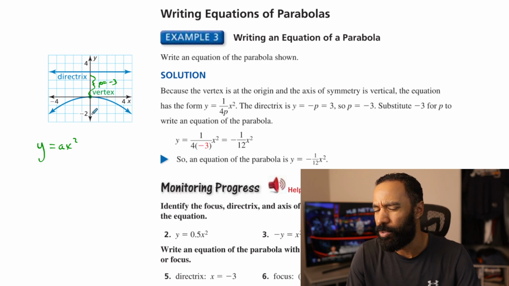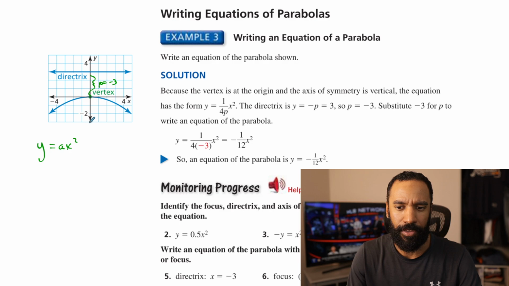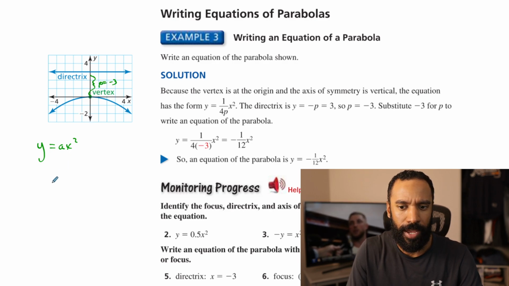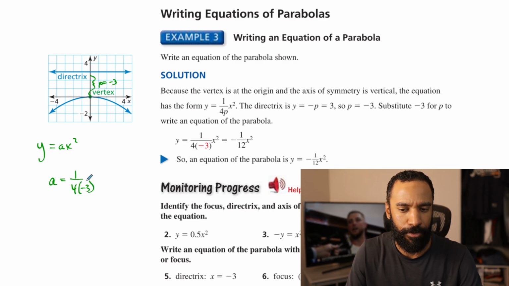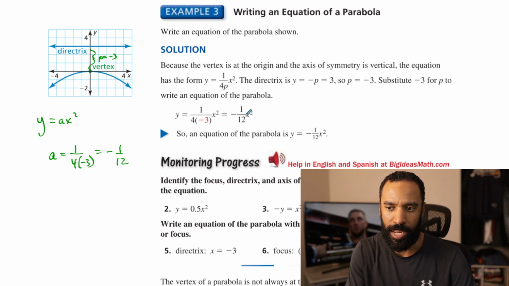Doesn't really look like we need the focus, though. In this case, the focus would be right there, though. But we just need to know what p is, right? If a is 1 over 4p, then a is 1 over 4 times negative 3 in this case, which is negative 1/12th. And that's the a value that they also get right here. 1 over 4p is negative 1/12th.